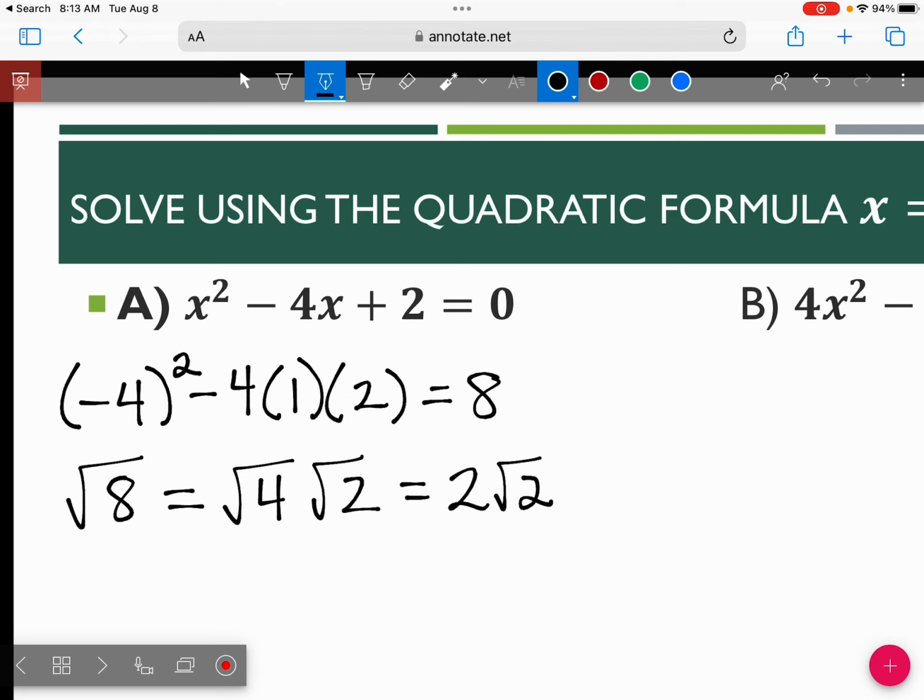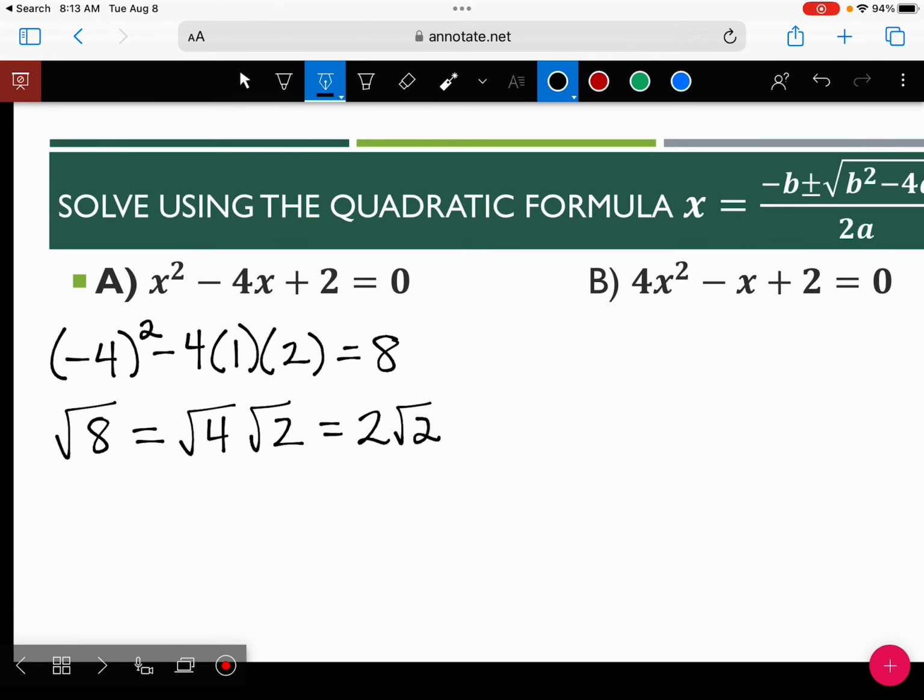Now that we have that, we're ready to do the entire quadratic formula, which was x equals the opposite of b. So if b is negative 4, the opposite would be positive 4, plus or minus my discriminant. That's all over 2 times a, which is 2. So this is where we ended yesterday. Am I correct? This is where we got?